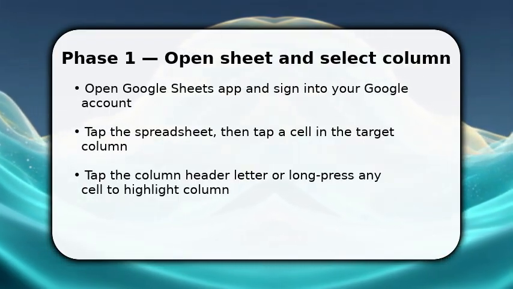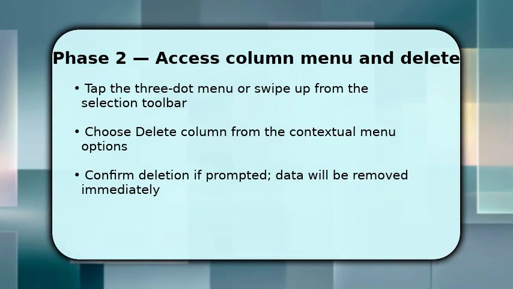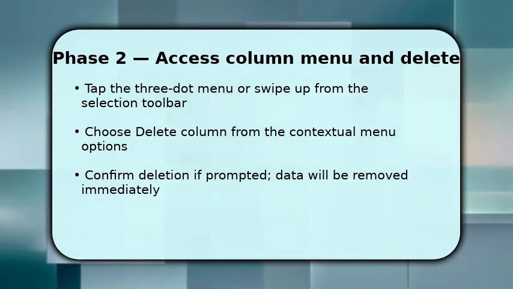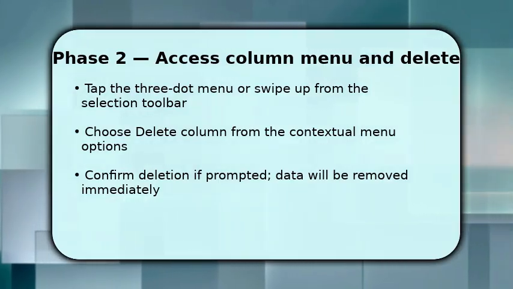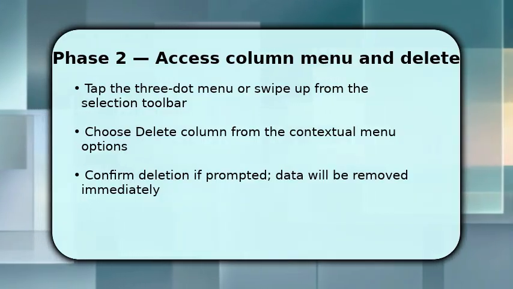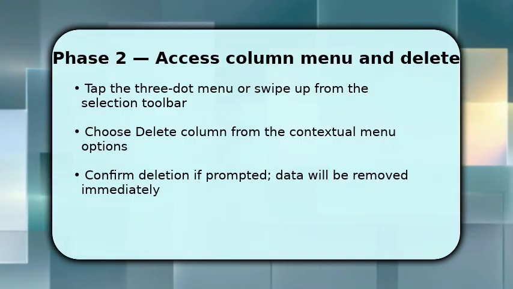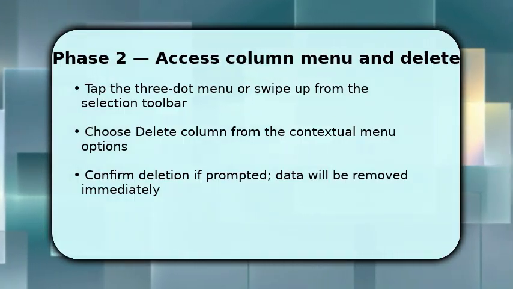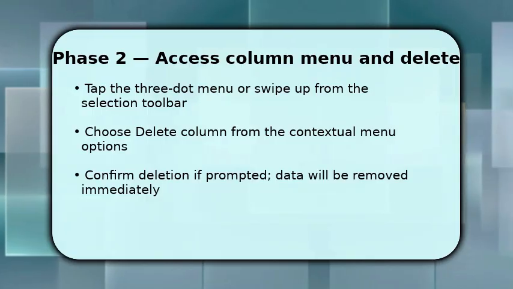After selecting the column, tap the three-dot menu in the toolbar or swipe up from the selection controls to reveal more actions. From that contextual menu, choose Delete Column. This is the direct command that removes the selected column and shifts adjacent columns left. Make sure you read the option label before tapping, since similar actions like clear or hide appear nearby. If Sheets prompts you to confirm, accept to proceed.